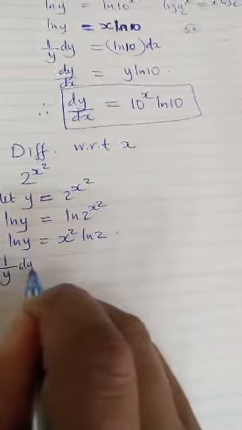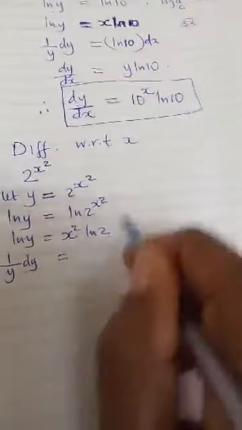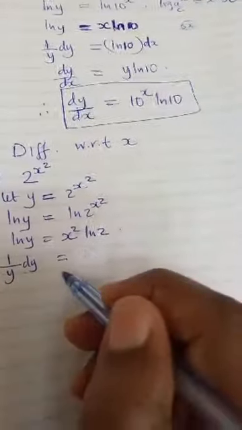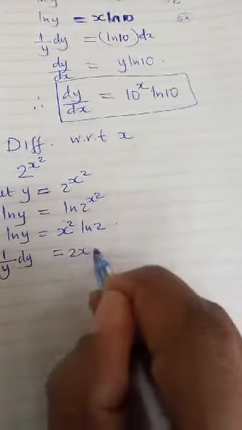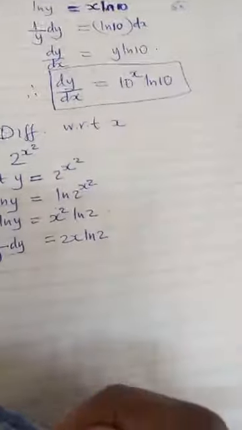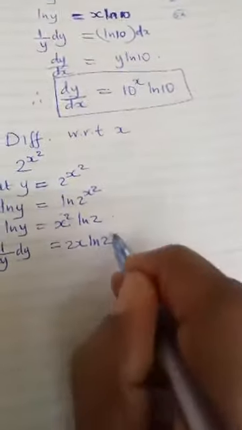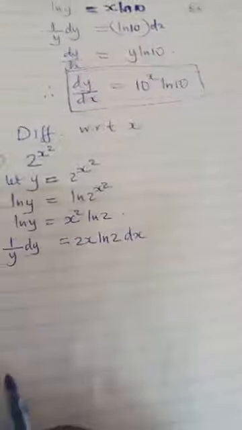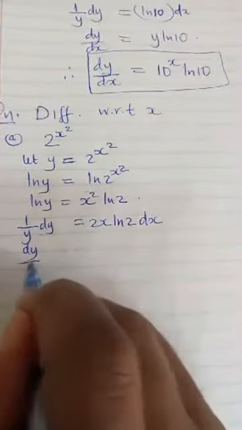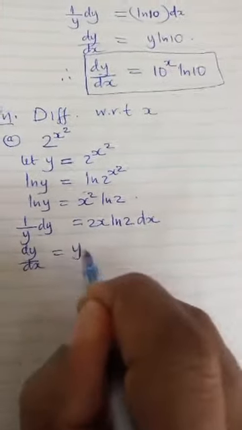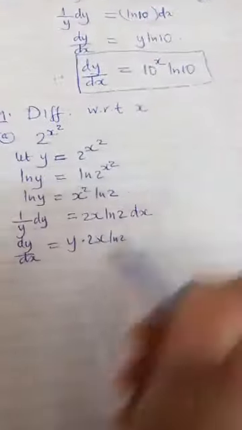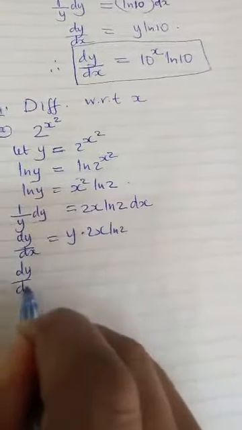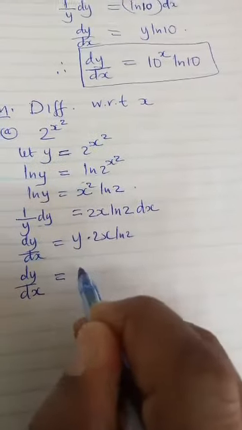over y dy, and this is just like the other one, that we are going to differentiate the term in x to give us 2x, and this will stay. And ultimately, this will be having a dx there. So our dy by dx will automatically become y times 2x ln of 2. We feed back the value of y, and we state our final answer as 2.